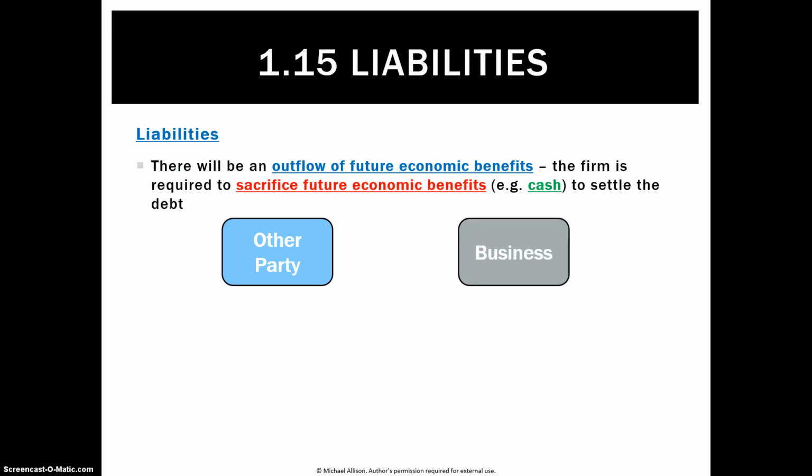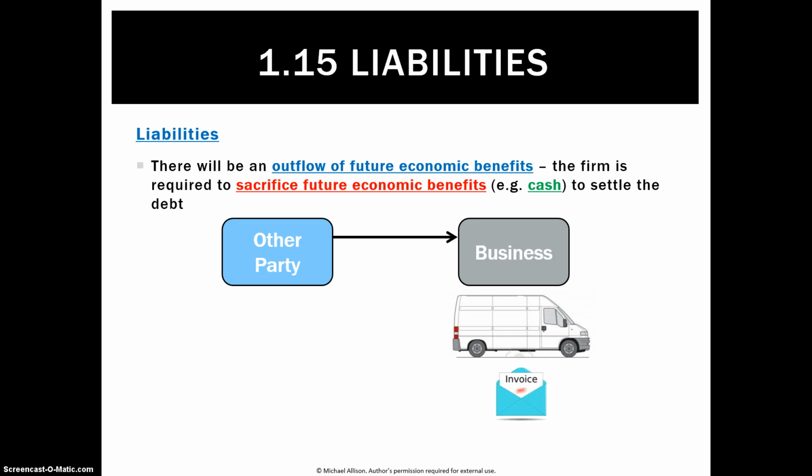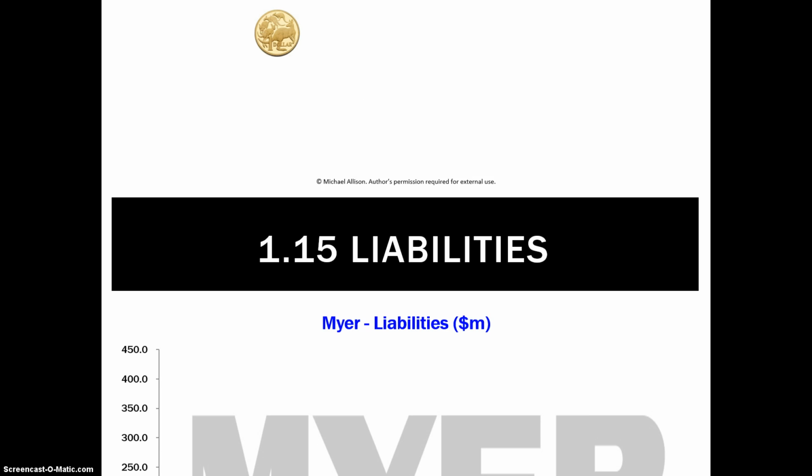In either case, the third part of a liability will be that there will be an outflow of future economic benefits, and that's going to require us to sacrifice some economic benefits, and usually this is in the form of cash. So for example, someone sold us a van, issued us an invoice, we are obligated to pay them back. That was parts 1 and 2. Well, lastly, we will be required to settle that with an outflow of economic benefits in the form of cash. So they'll be our three parts of a liability.